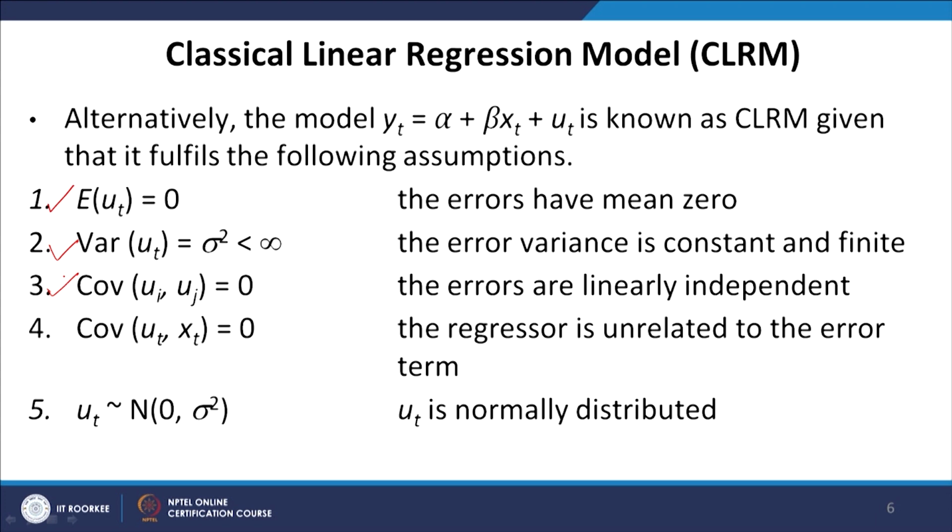Covariance between ut and xt is equal to 0, that is, the regressor is unrelated to the error term. Again, the error term and the independent variables are basically independent of each other. And finally, ut follows a normal distribution with 0 mean and sigma square as the variance. This is partly covered by the first two assumptions, that it has mean 0 and variance sigma square. The only thing being added here is that ut is normally distributed. So, this is an alternative way of writing the same set of assumptions, and this entire thing together is known as the classical linear regression model.